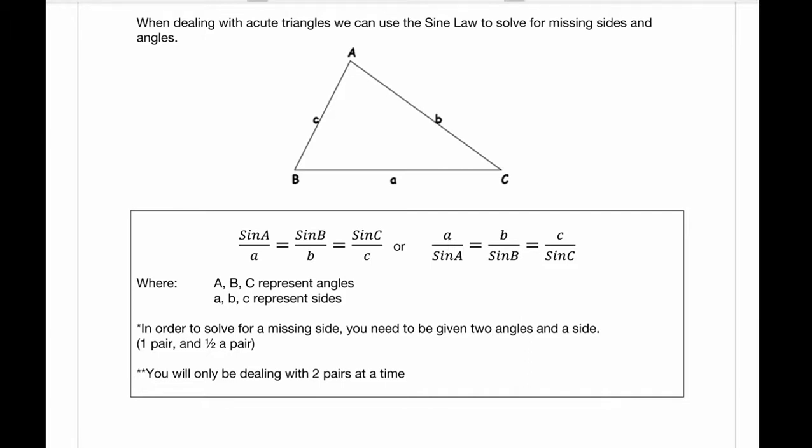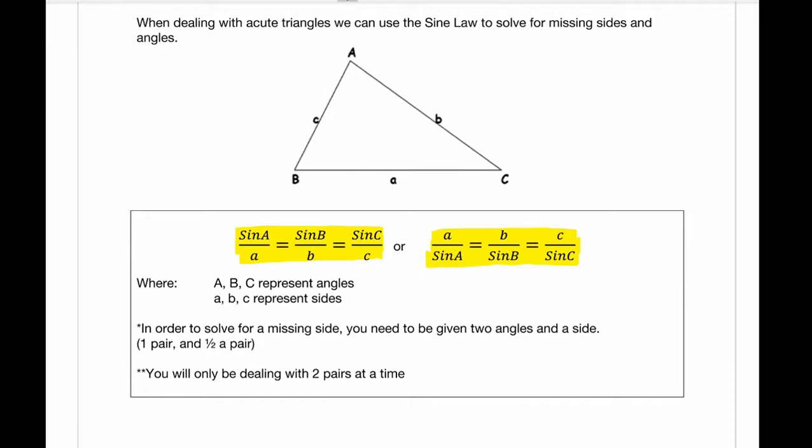So what the sine law is, it's a ratio of angles and their corresponding sides, or all the angles and their corresponding sides. So we can see down here, sine A over little a equals sine B over little b equals sine C over little c. Or you could flip all the fractions, and it's the same thing. Little a over sine A, little b over sine B, little c over sine C. Either way you use it is up to you, but it works out in the end.